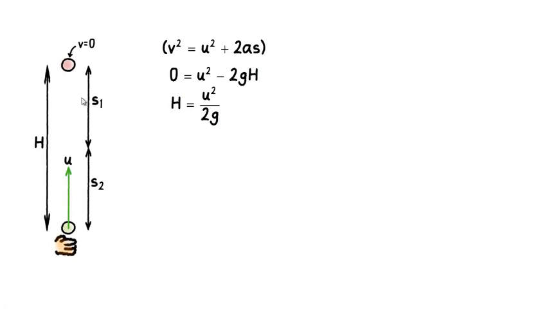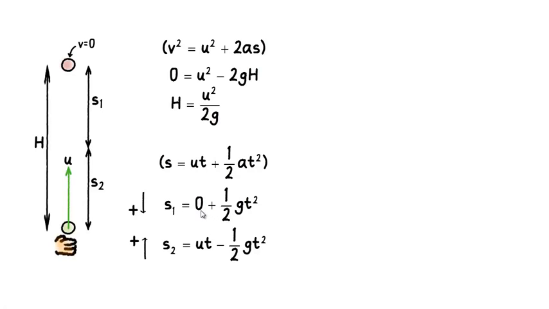Now suppose at the point where the two balls meet, the red ball has fallen down a distance of s1 and the green ball has gone up a distance of s2. So using the equation of motion, s equals ut plus half at squared, we can write s1 to be 0 plus half gt squared, and we can write s2 to be ut minus half gt squared.